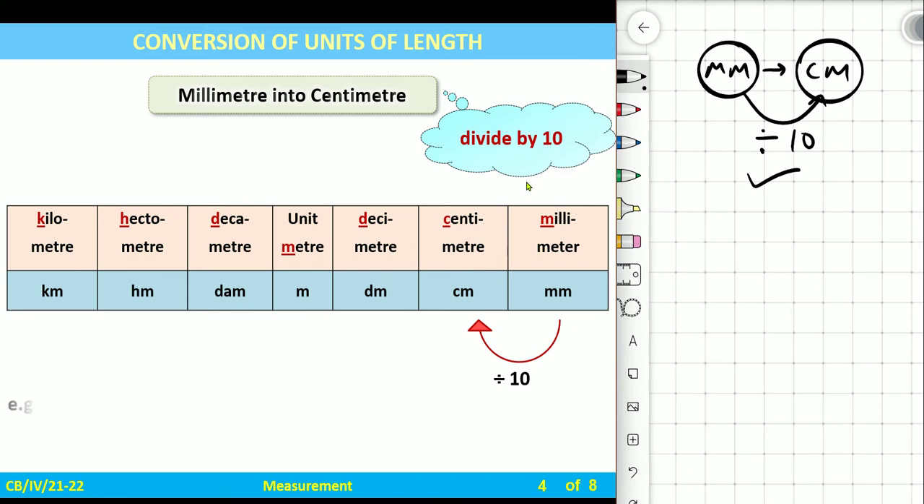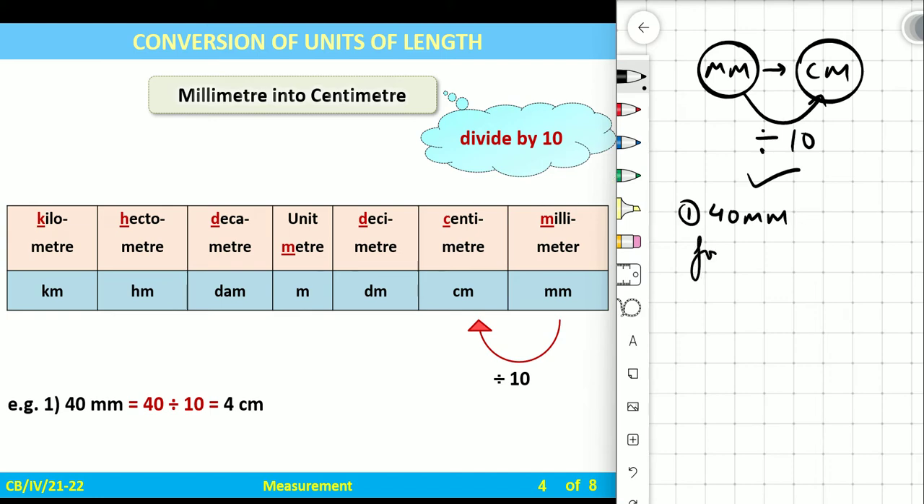Example number 1. You have to convert 40 millimeter to centimeter. The question is to convert into centimeter, so you must write the formula. The formula says that 10 millimeter is equal to 1 centimeter. So we must divide. So 40 divided by 10 is equal to, how to do it?